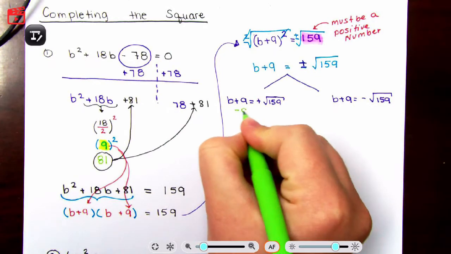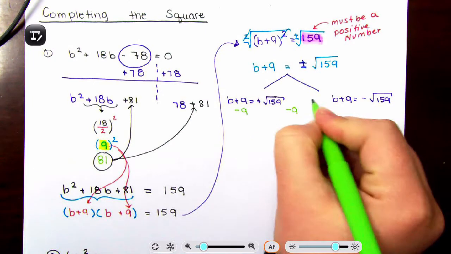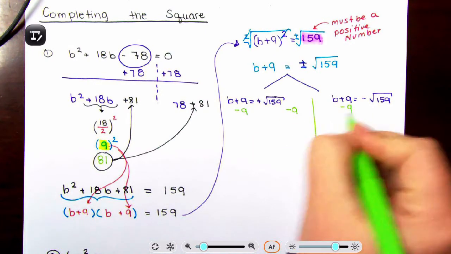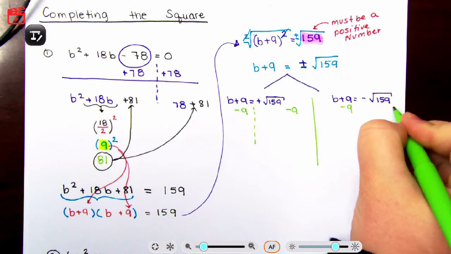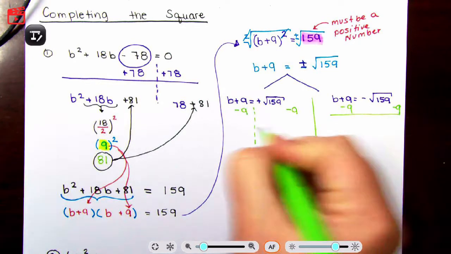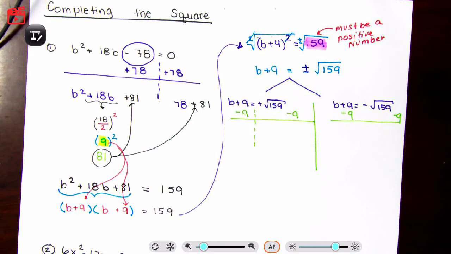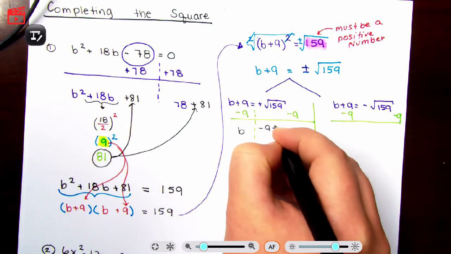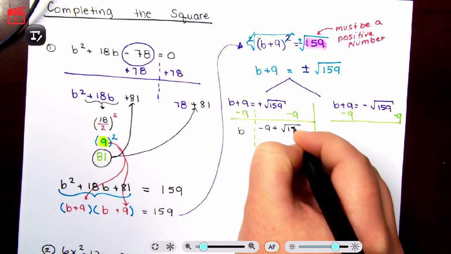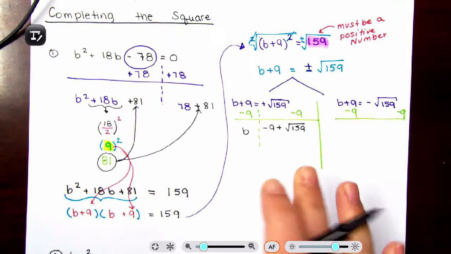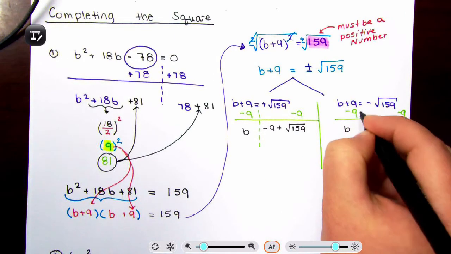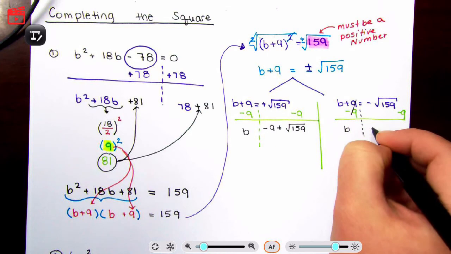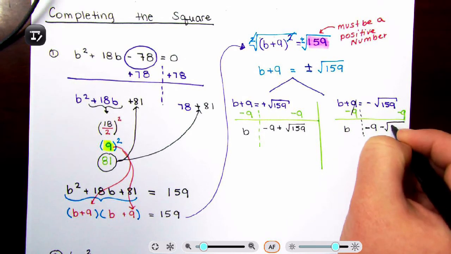So we're going to subtract 9. Now, keep in mind we have to subtract 9 from the square root. So we cannot go inside the square root, we have to go outside the square root. So I'm going to say this, b is here, and I have a negative 9 plus the square root of 159, and I have, let's give it a dotted line, b, minus 9 minus square root of 159.